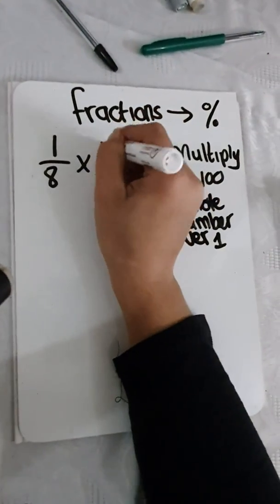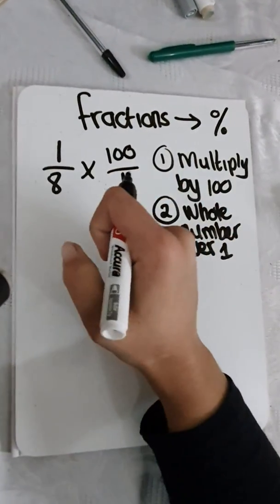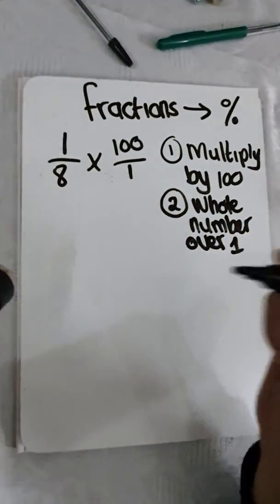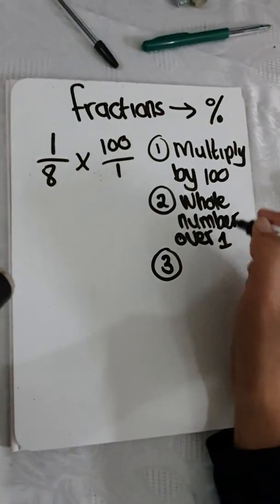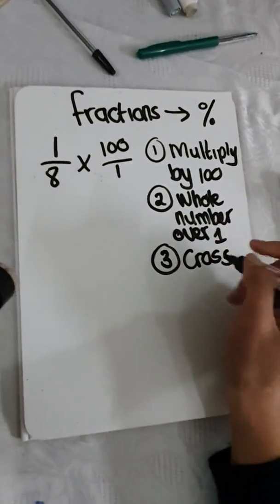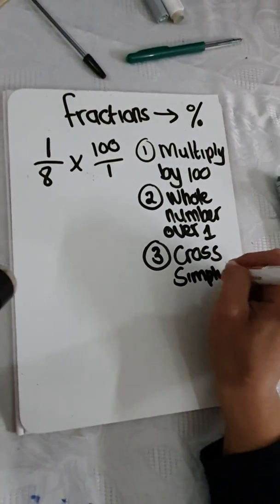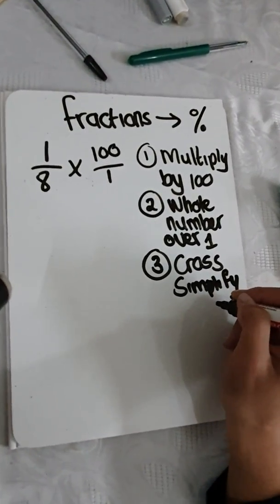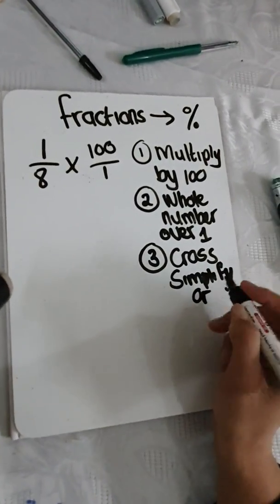That means I end up with 1 times 100 and 8 times 1, or 1/8 times 100 over 1. Again, we're going to follow the step that I previously spoke about, where you will either cross simplify or you will go straight into straight multiplication. So it is up to you what works best for you. I find that generally working with smaller numbers makes it a lot easier for me to then get to my final answer.